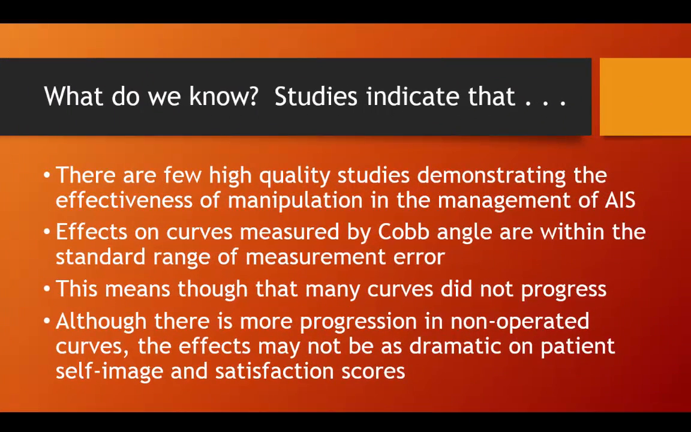So taken as a whole, we know that there are few high-quality studies regarding manipulation for AIS, and the results are equivocal. The degree of improvement measured by the Cobb angle fits and in some cases overlaps closely with the standard error of measurement for the Cobb angle, yet this means many curves did not progress, but unfortunately we don't know if they would have without SMT. We also know that although there is progression greater in non-operated curves in general, the measures of patient self-esteem and other satisfaction measures are not clinically significantly different when compared to those who have had surgery.